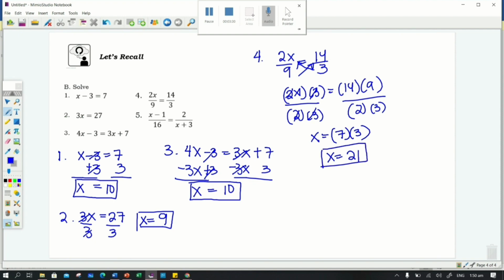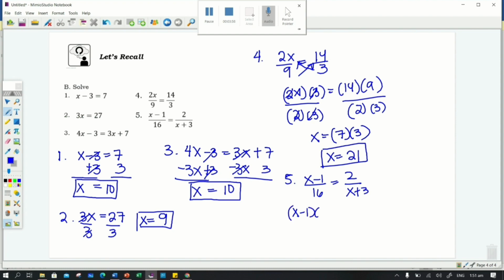And for the last question, we have question number 5. So this one is actually an equation transformable to quadratic equation, which was our lesson during our first quarter. So let's try to recall again this topic. We have x minus 1 all over 16 is equal to 2 all over x plus 3. So we apply cross product.